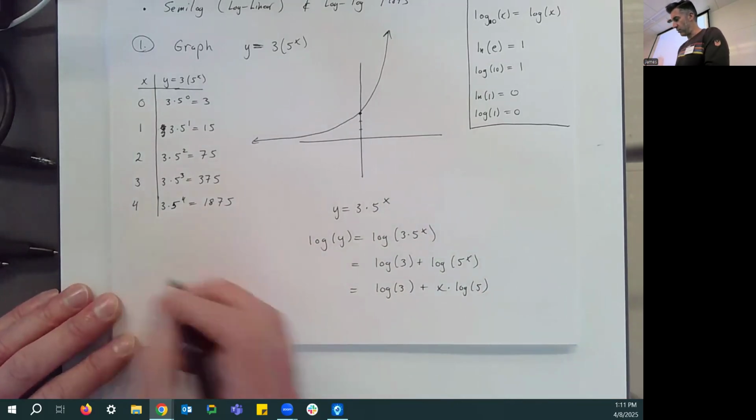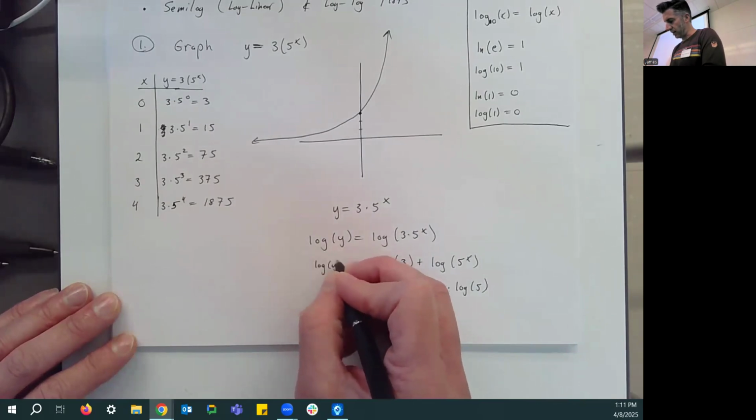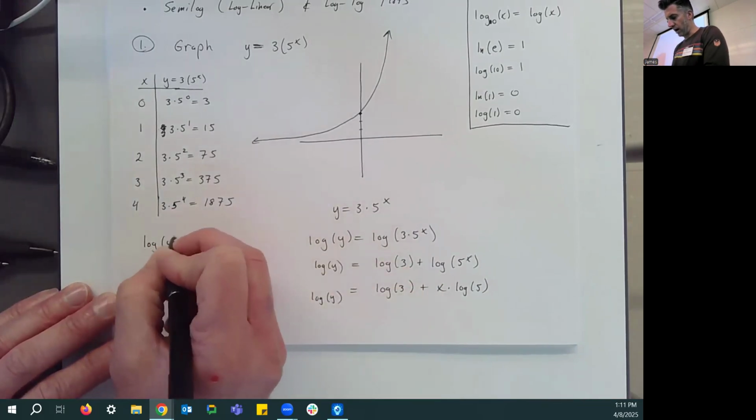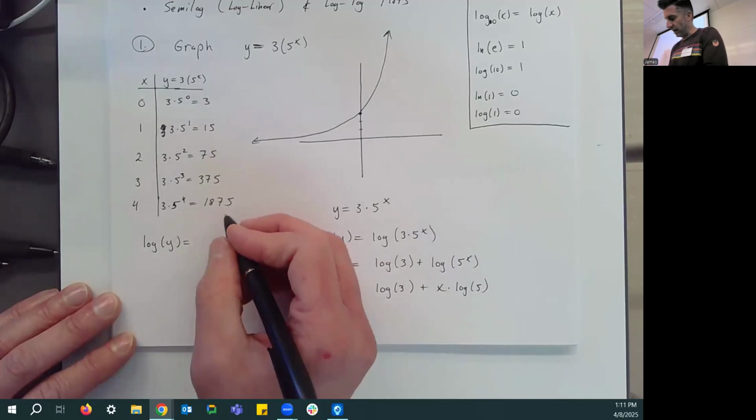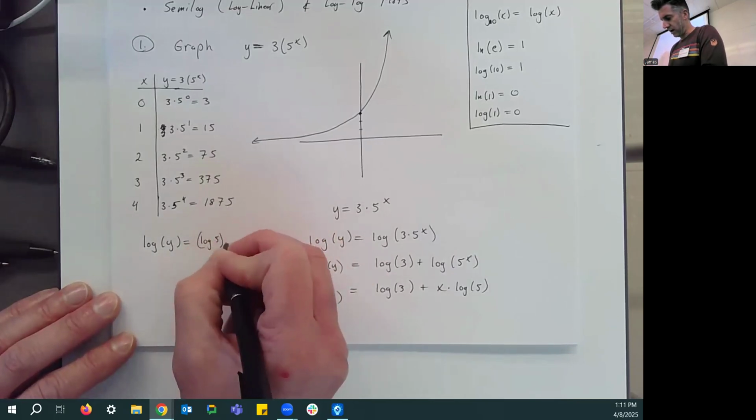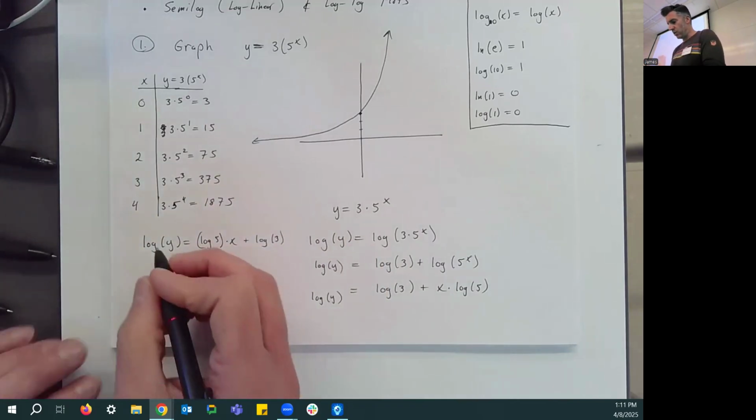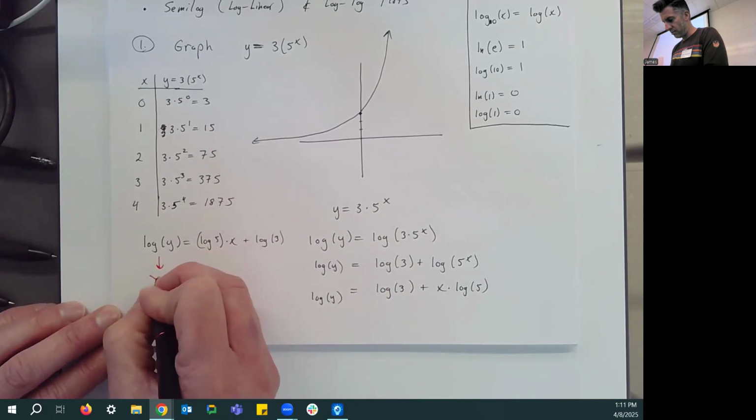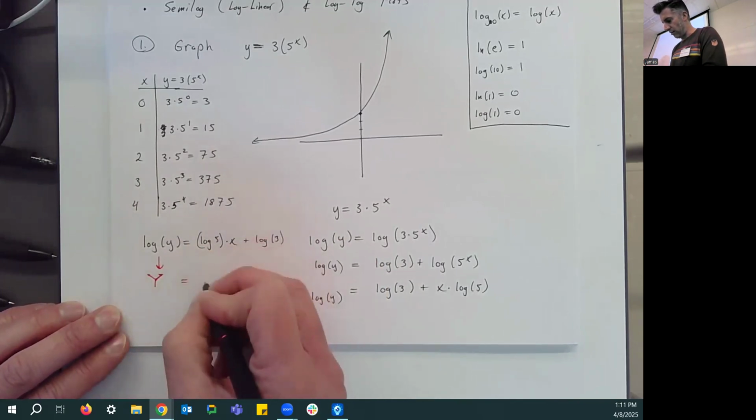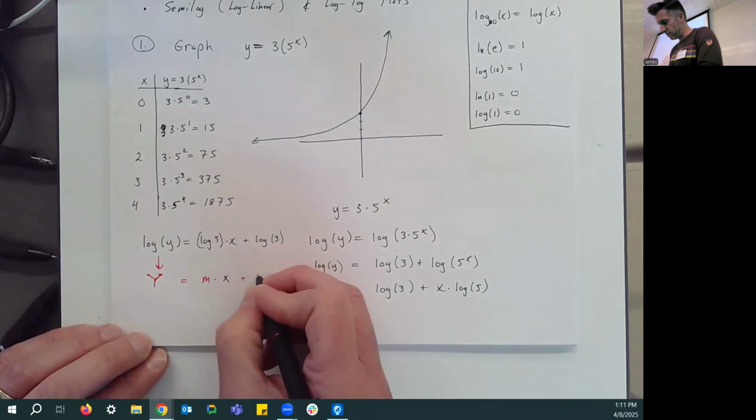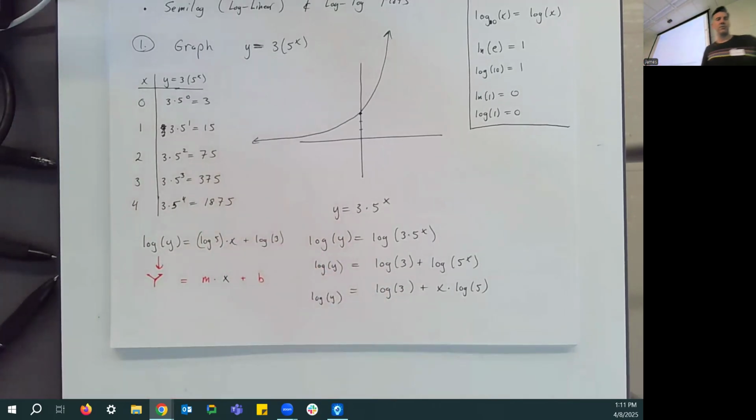So what we've got here is the equation. I'm going to rewrite it just slightly. This log of y is on the left-hand side. What we have is log of y equal to, I'm going to rearrange the order here, log of 5 times x plus log of 3. What I really want you to see is we usually call the log of y capital Y, equal to some slope times x plus some y-intercept. So we're turning this into a linear function.